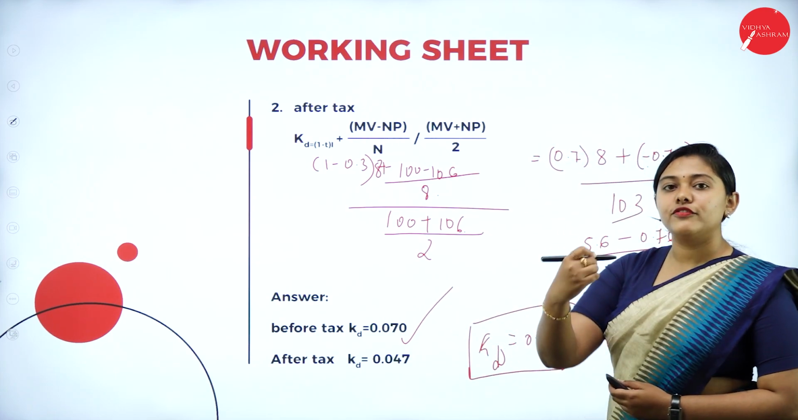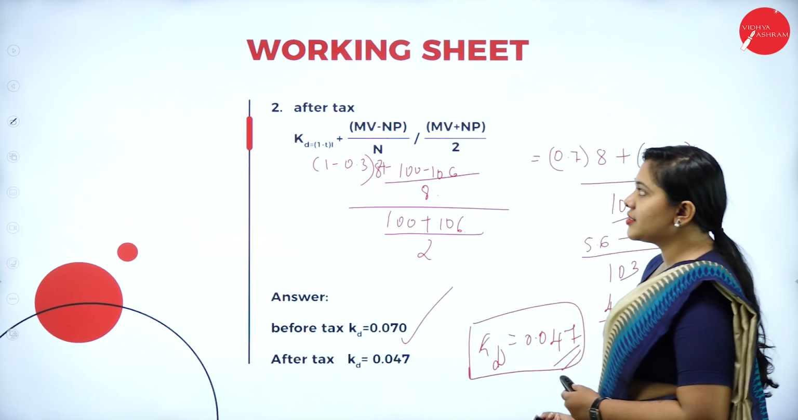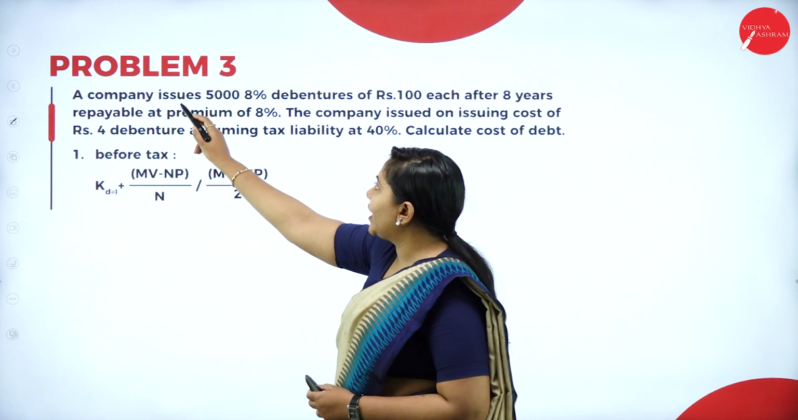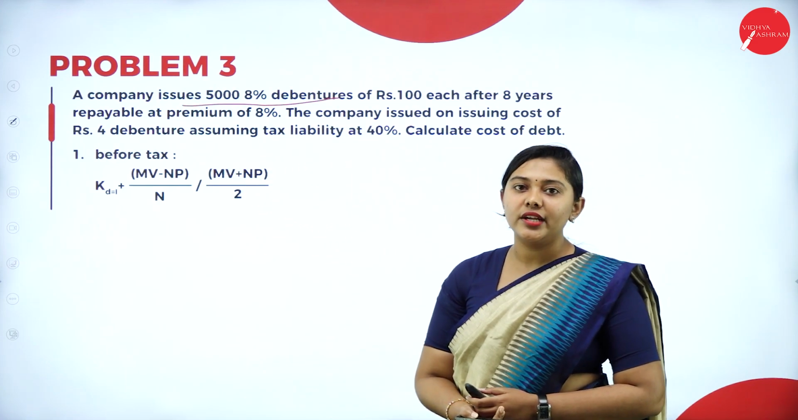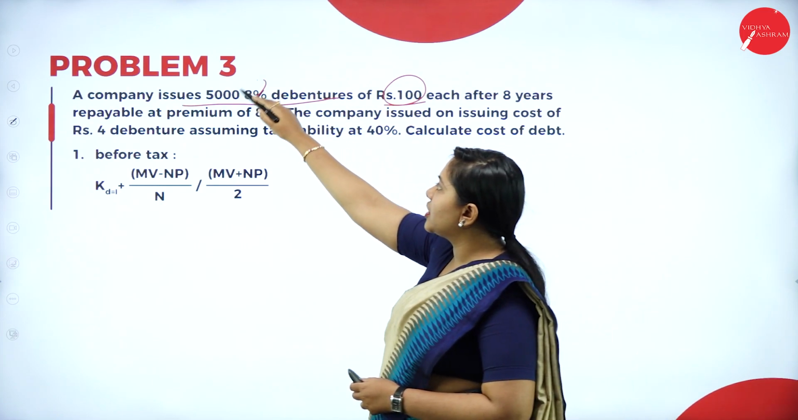So for your reference, again we will be solving one more problem, that is a company issues 5,000 8% debentures of rupees 100. So what is the percentage of interest?